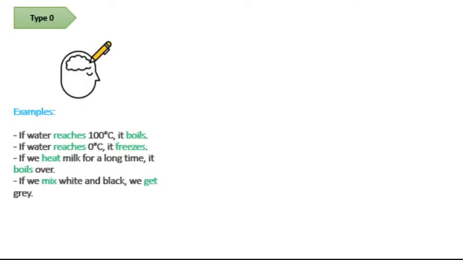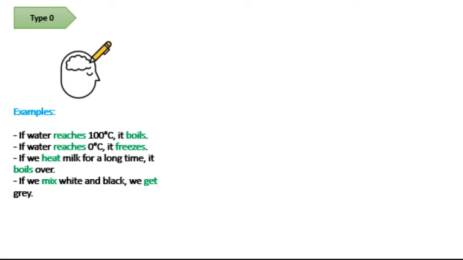So here you can see the examples. If water reaches 100 degrees Celsius, it boils. If water reaches 0 degree Celsius, it freezes. If we heat milk for a long time, it boils. Over all the examples we talked about earlier, take a look now at the verbs we have in each clause. So if water reaches, boils. Why reaches and not reach? Because we are speaking about water, it.